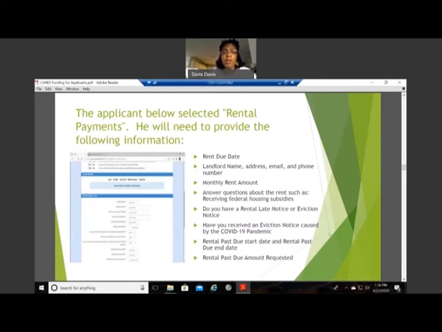And then you need to know how much of the past due amount is requested. The CARES Act will only pay up to $5,800 in your rent, but if your landlord is including late charges, we will cover those late charges as long as you don't exceed the $5,800.